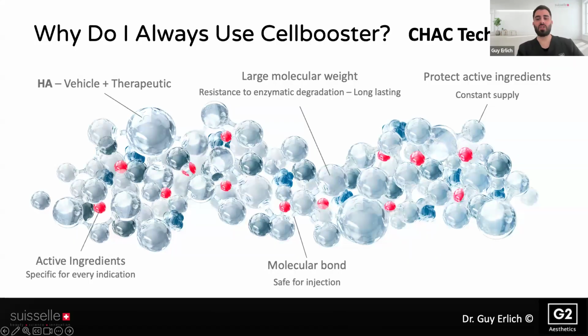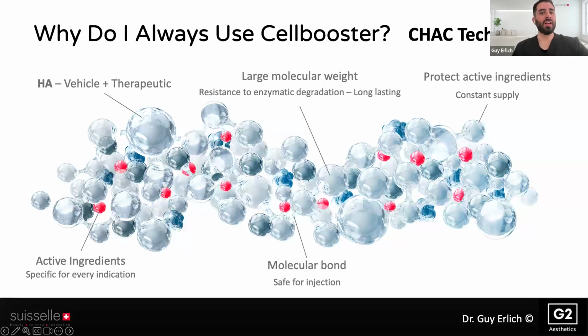And the reason is because of the CHUCK technology that I'm sure most of you already know. The CHUCK technology is a technology that helps us deliver active ingredients in long-lasting release. So the active ingredients are incorporated between the molecules of the HA, which is a very big, high molecular weight particle. Thereby, the release of the active ingredients is steady, which helps us target different pathologies, like we'll see later.